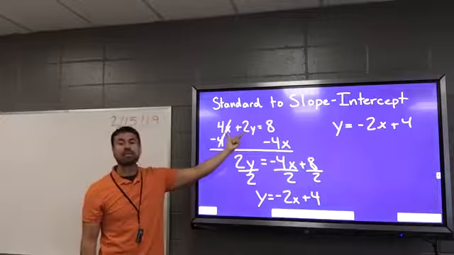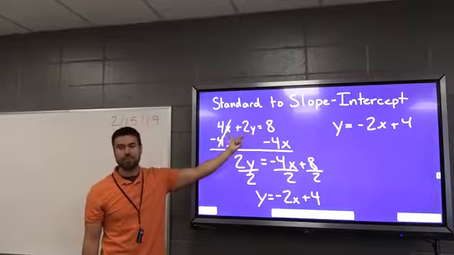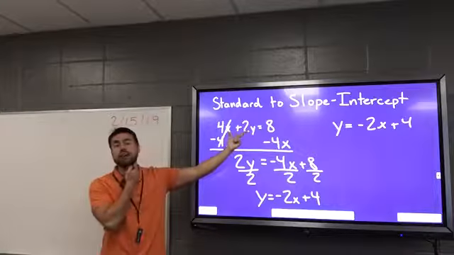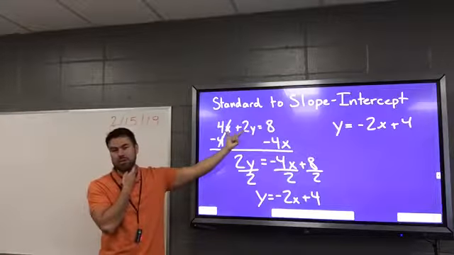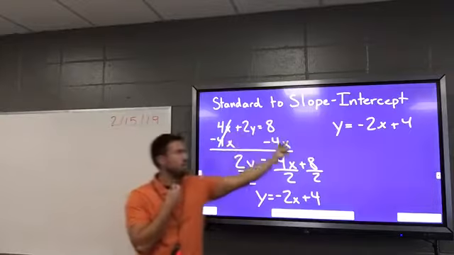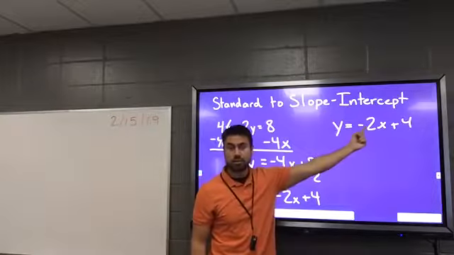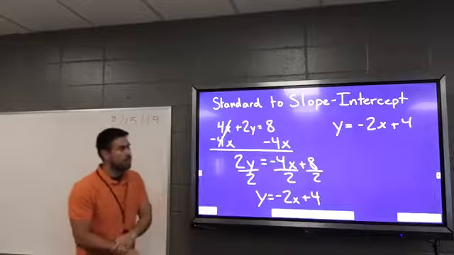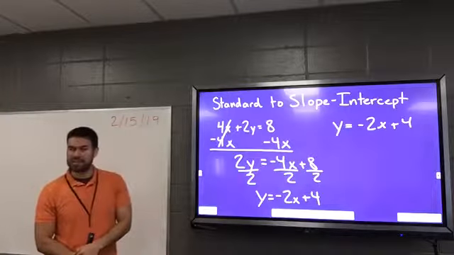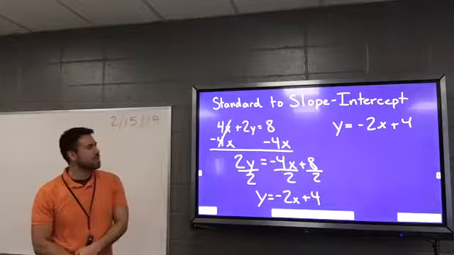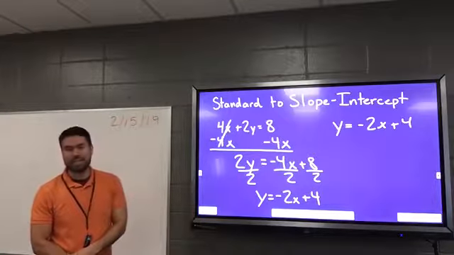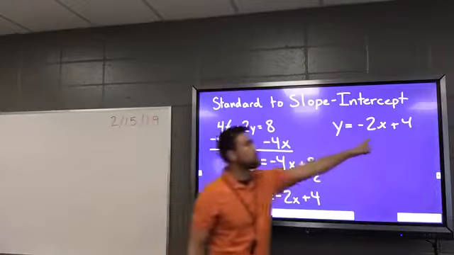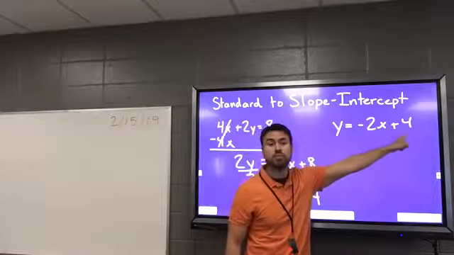Okay. What is A in standard form? 4. What's B? 2. What's 4 divided by 2? The opposite of that is the slope. That's what the slope is. You can look at standard form and do that process. You get the slope. But the Y-intercept, I don't think that's there. Okay, what's C? 8. What's B? 2. What's 8 divided by 2? That's your Y-intercept. You get it just by looking at it.